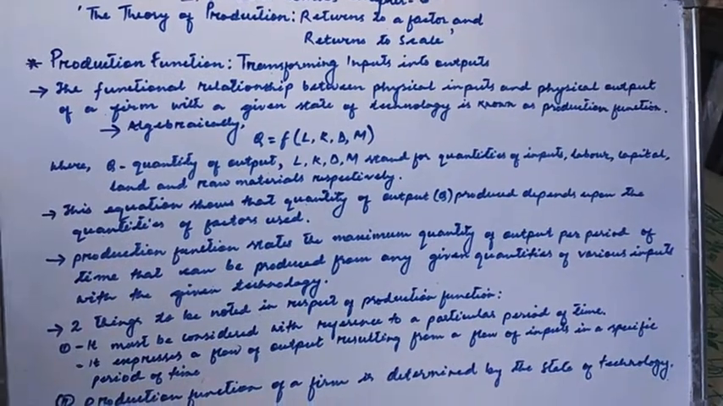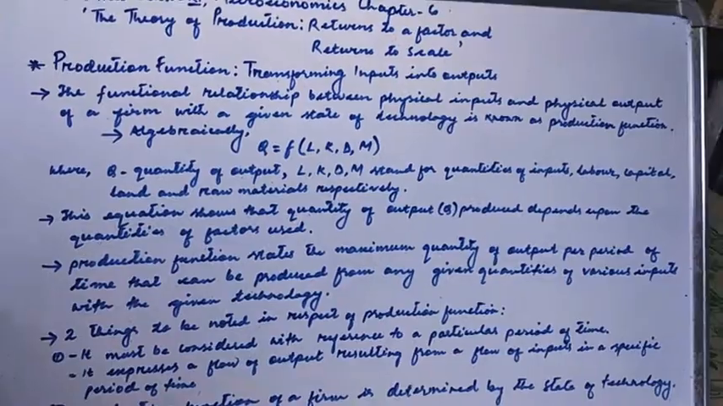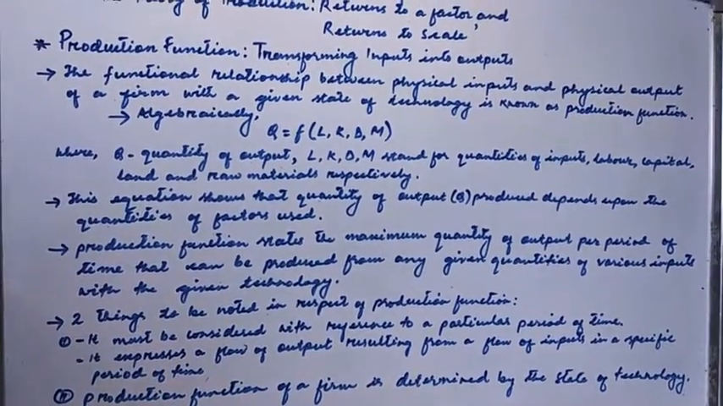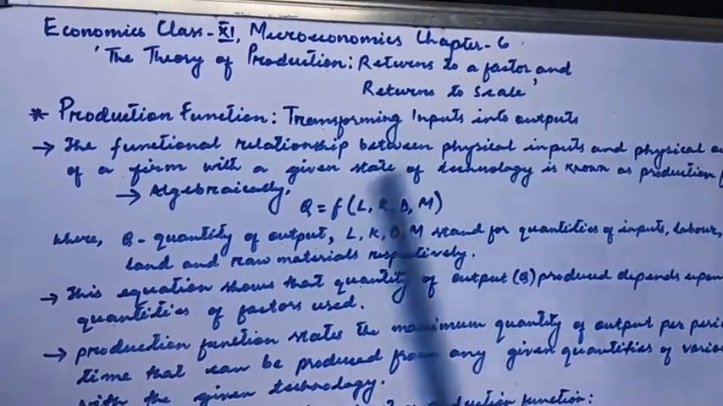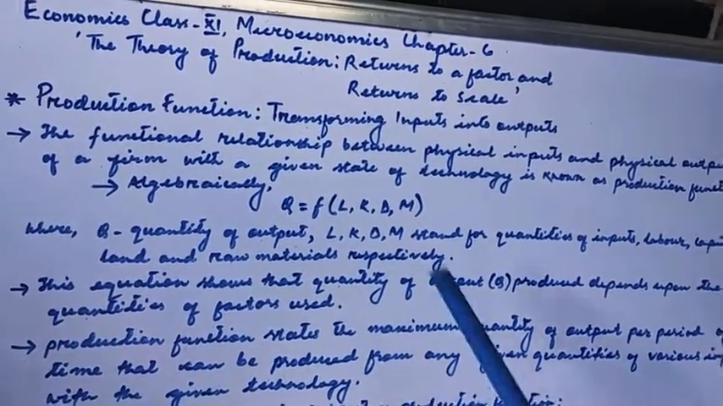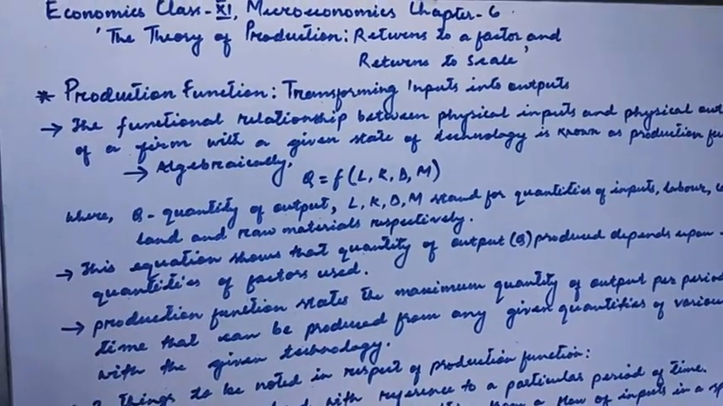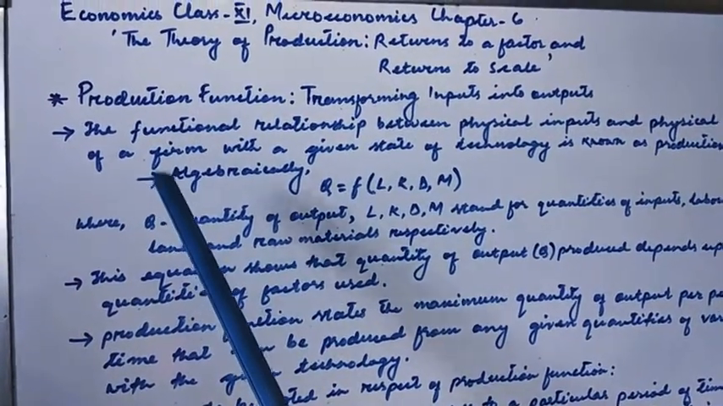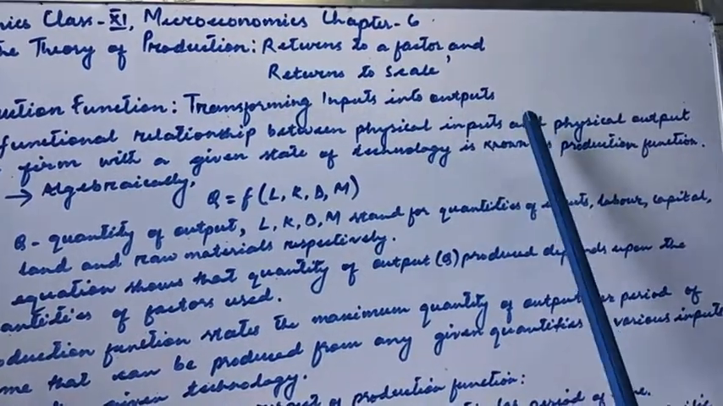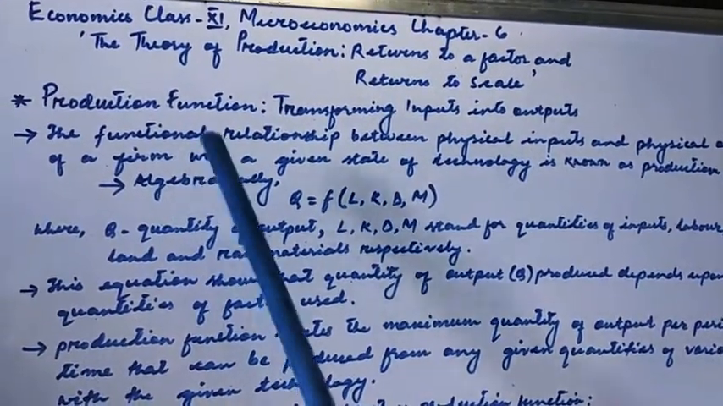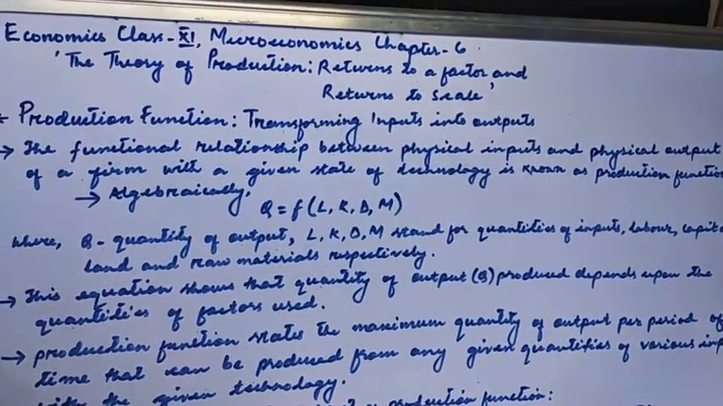So after giving a brief introduction about the theory of production, we shall see what a production function is. The title is given here: transforming inputs into outputs. So production function is all about transforming inputs into outputs. The definition is: it is the functional relationship between physical inputs and physical output of a firm with a given state of technology is known as production function.